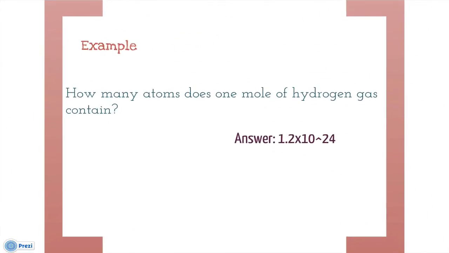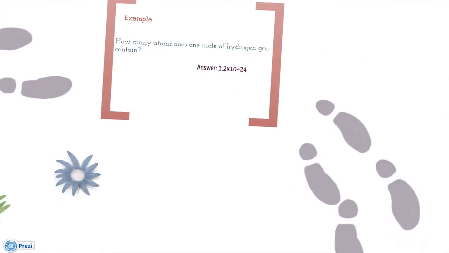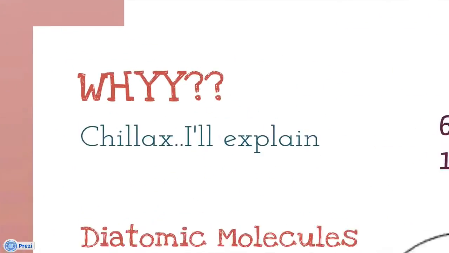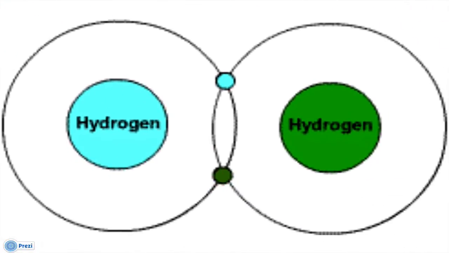For example, 1 mole of hydrogen gas does not contain 6.02 times 10 to the power of 23 hydrogen atoms. It actually contains 1.2 times 10 to the power of 24 atoms. That's because hydrogen never exists naturally as a single atom of hydrogen. It's always paired up with another hydrogen. So 1 mole of hydrogen gas actually contains 1.2 times 10 to the power of 24 hydrogen atoms.